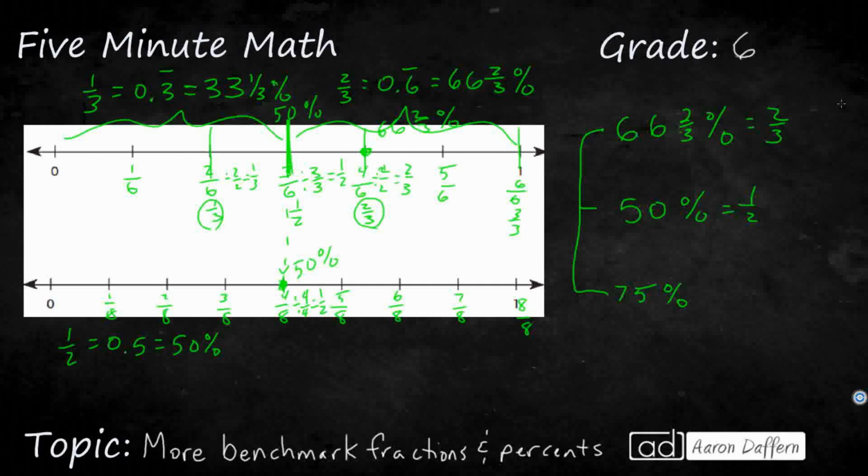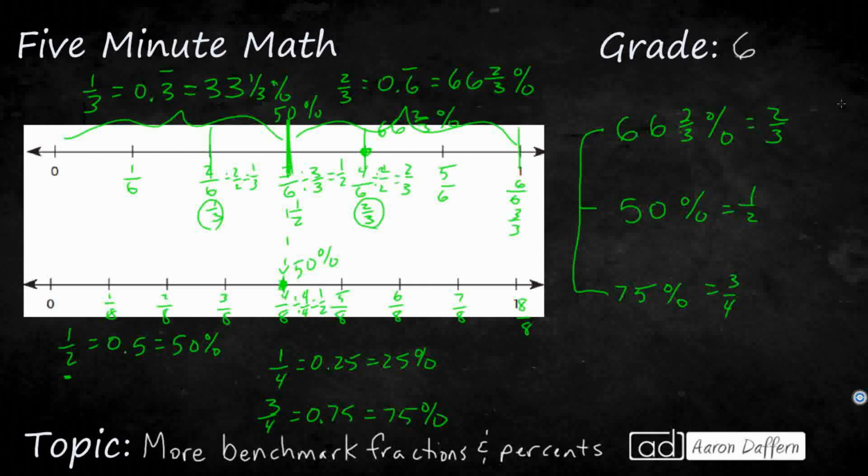Let's look at that 75%. Well, another benchmark fraction we look at is 1/4. So 1/4 is like a quarter, which is worth 25 cents, 0.25. It's 25%. Now we've already done the 1/2 right there, but 3/4 is going to be triple that. How much is 3/4? 75 cents, 0.75, or 75%. So this is 3/4. Where does it live on here? Because these are all eighths.